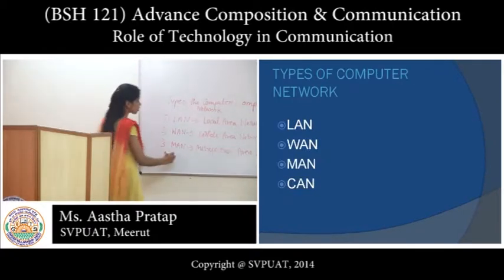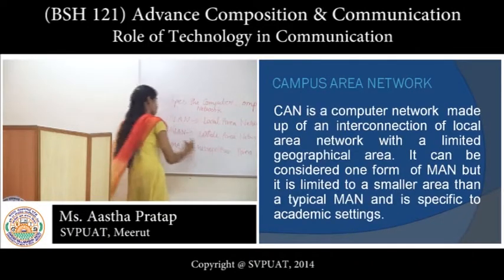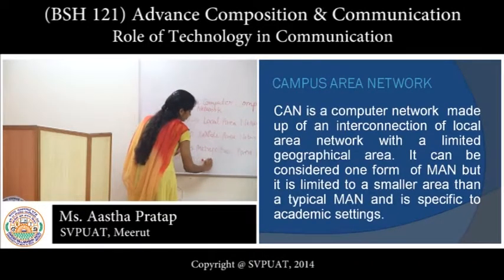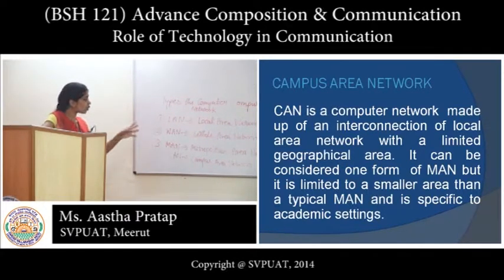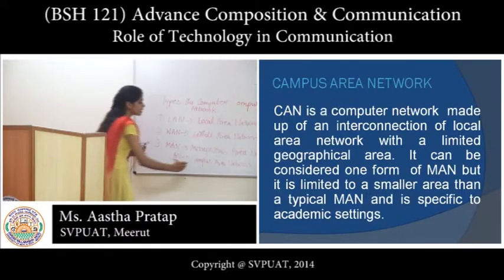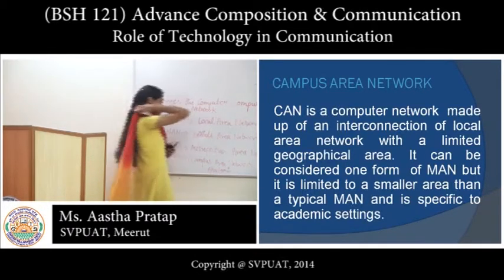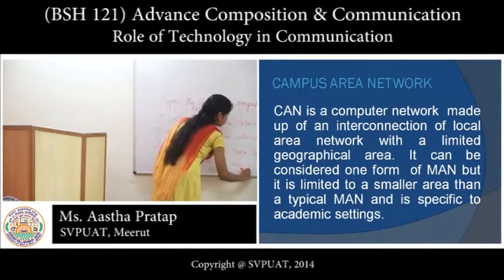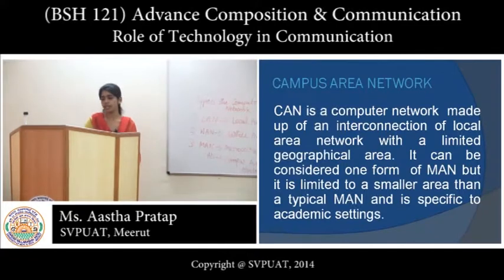Then there is another type, CAN, which stands for Campus Area Network. We can say it is a form of a local area network. Like a local area network, it also covers a confined geographical area, meaning a limited area. So its area is less than a MAN, and it is mainly used in academic settings, like colleges, universities, etc. So these are the types of computer network.